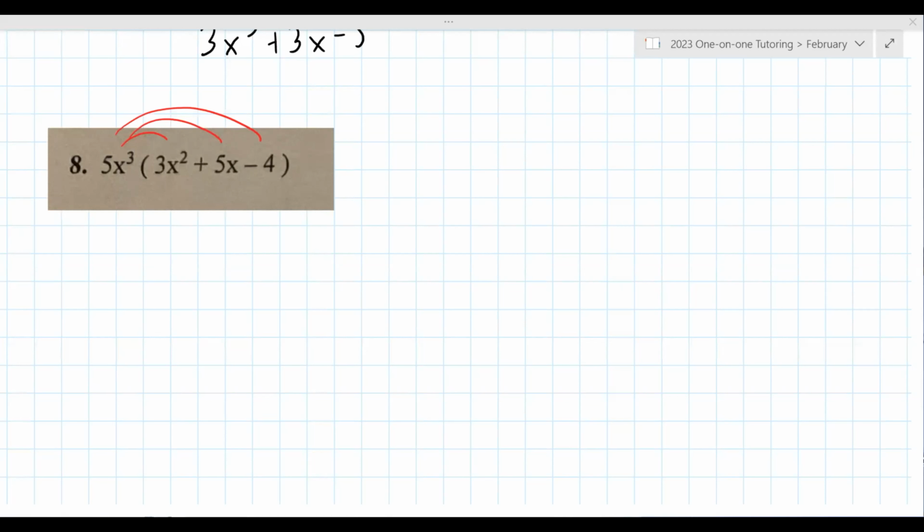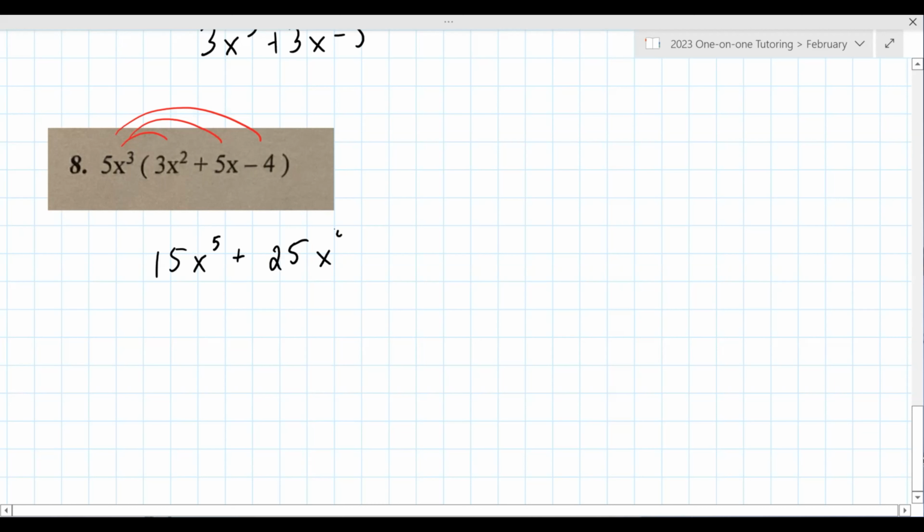I got 15x to the 5th. Good. Plus 5x to the 4th. It's 25, 5 times 5, 25, x to the 4th. Okay. How about the last one? 20x to the 3rd. Very good. Great. That's good. Excellent. You can do that on your own.